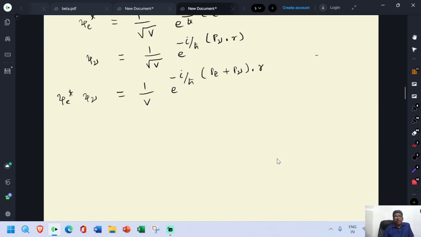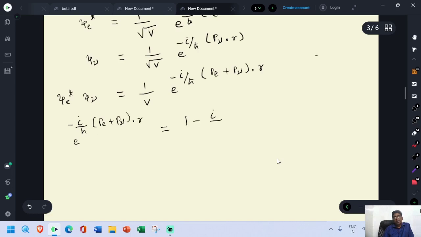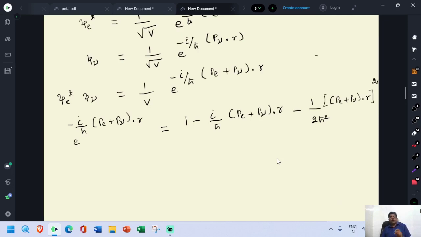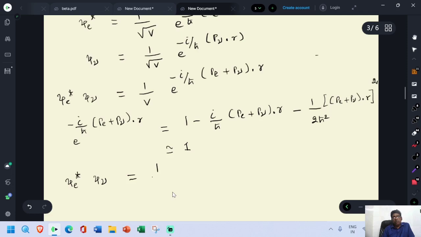Now we have to expand this term, e to the power minus i by h-cross (p plus p_ν) dot r, which equals 1 minus i by h-cross (p plus p_ν) dot r minus 1 by 2 h-cross square (p plus p_ν) dot r whole square. I have used the formula e to the power x equals 1 plus x plus x square by 2 factorial. This is almost equal to 1. We have discarded the rest of the terms. Therefore, ψe* ψν equals 1 by V.